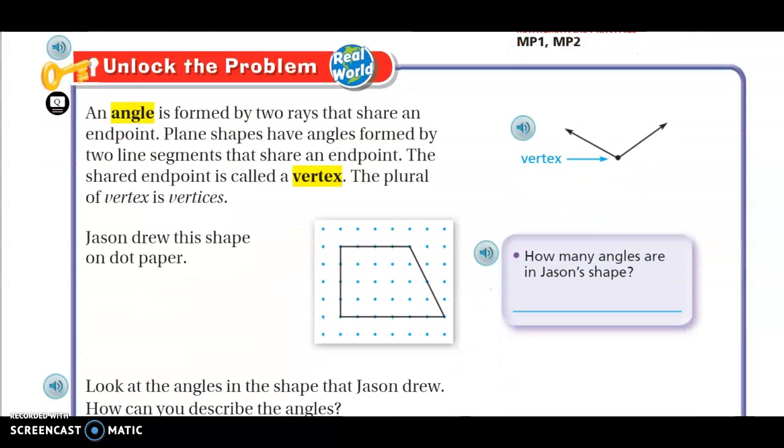An angle is formed by two rays that share an endpoint. Plane shapes have angles formed by two line segments that share an endpoint. The shared endpoint is called a vertex. The plural of vertex is vertices.